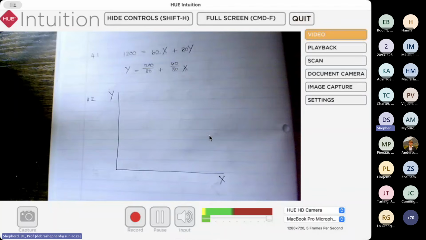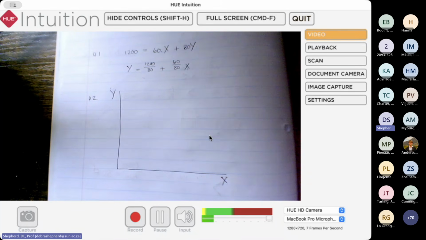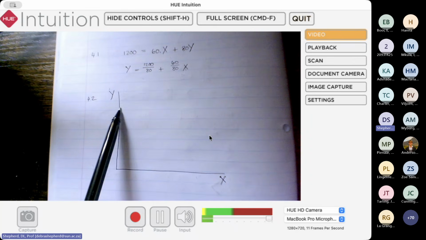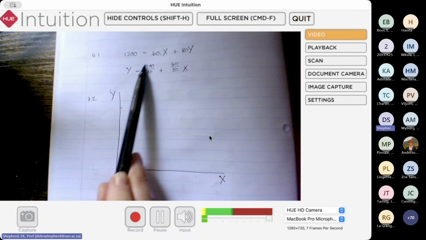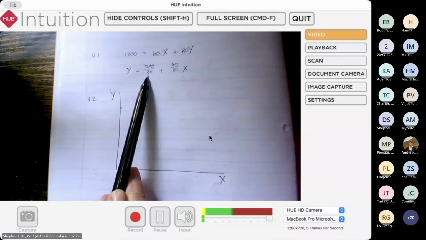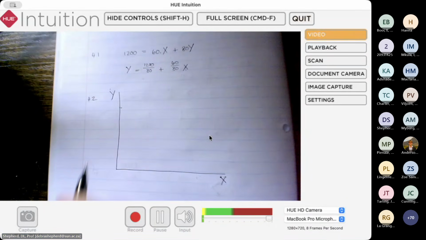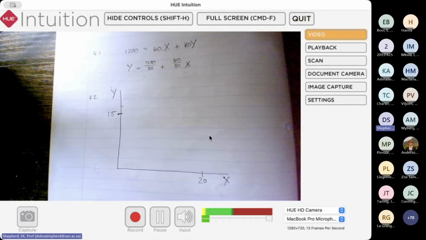The budget constraint would have intercepts equivalent to the real income of this consumer in terms of the 2 goods. So the real income in terms of Y is this intercept here, 1,200 divided by 80, which is 15. And then X would have been 1,200 divided by 60. So if I spent all 1,200 Rand on X, I would be able to buy 20 units. So the budget constraint would be a straight line connecting those two intercepts.